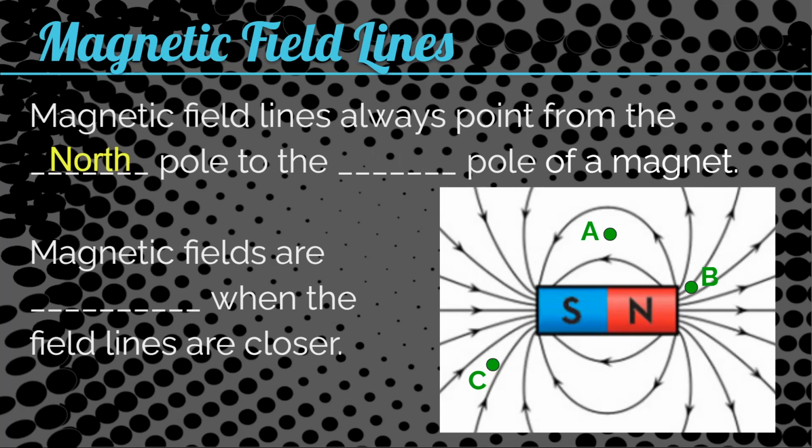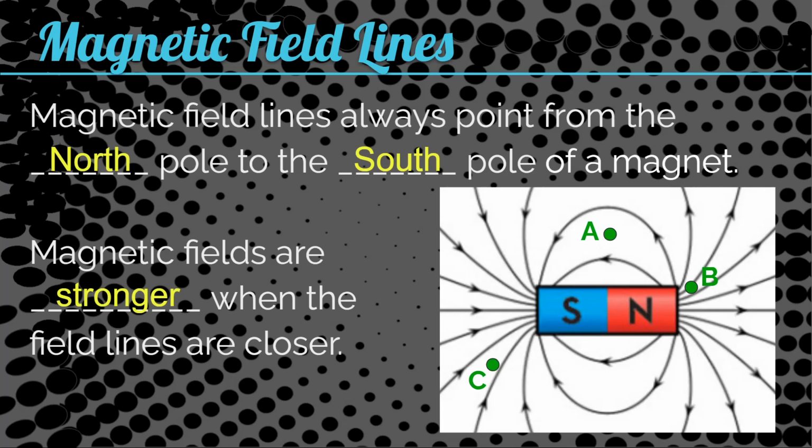So magnetic field lines always point from the north pole to the south pole of a magnet, and those magnetic fields, just like electric fields, which we've already talked about, will be stronger when the field lines are closer together. So again, you'll see questions like, which of these points, A, B, or C, represents the strongest magnetic field? You would answer it the same way you did with electric field lines. If you have a more dense field at that location, you will have a stronger field there, whereas if your field lines are farther apart, the field will be weaker.